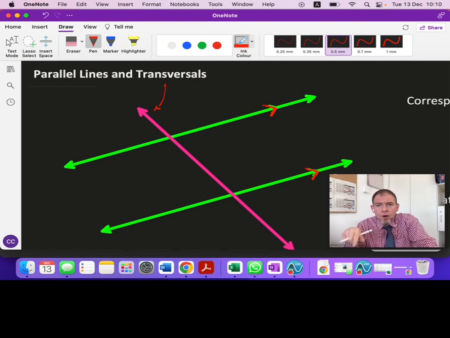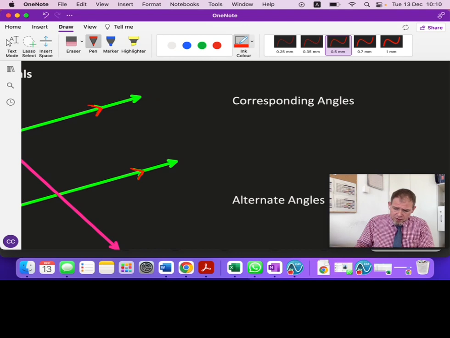So what happens when a set of parallel lines is crossed by a transversal? There are three important properties that we need to know. The first property is something we call corresponding angles. Corresponding angles are angles in the same relative position.